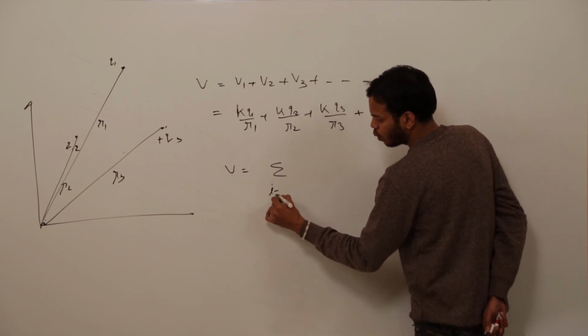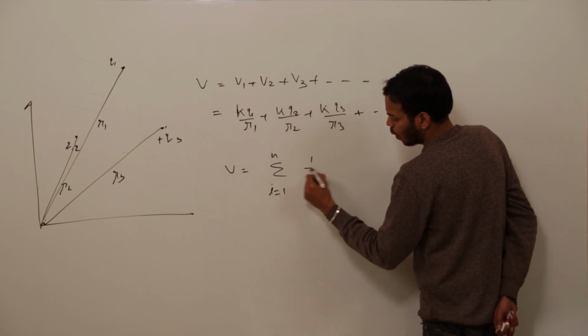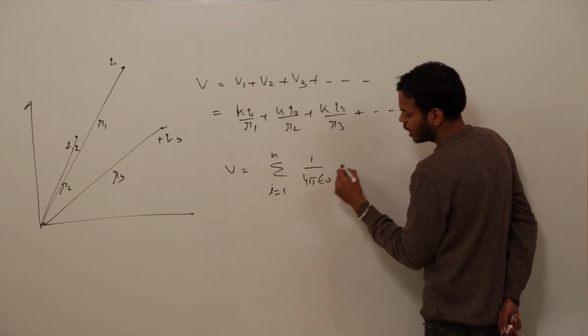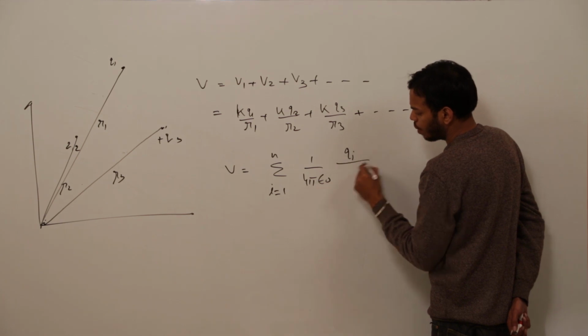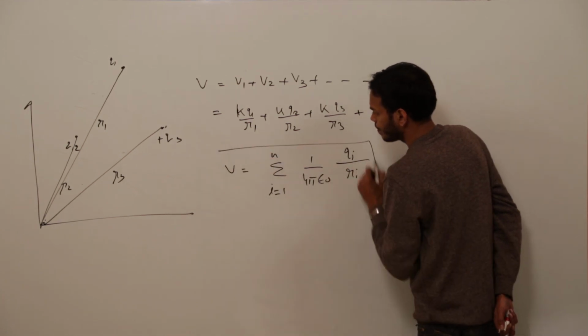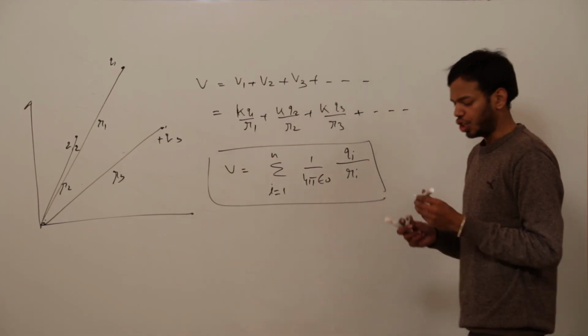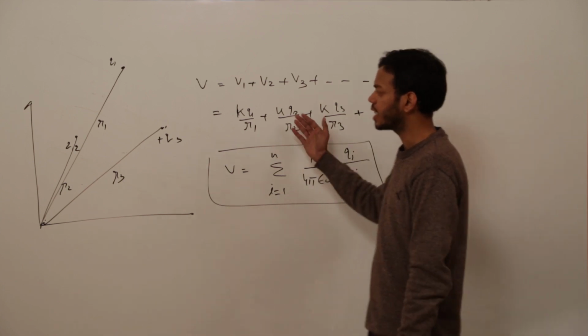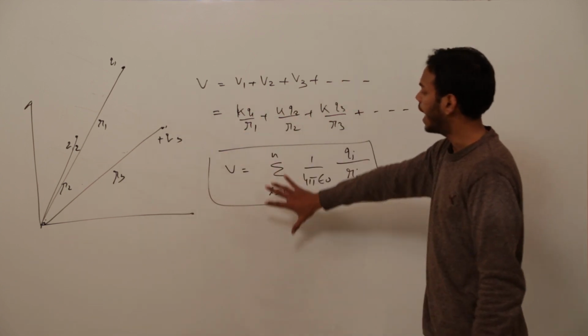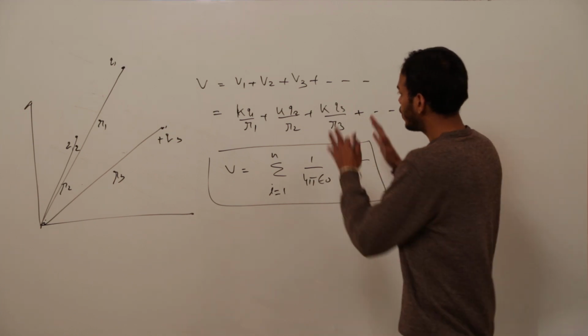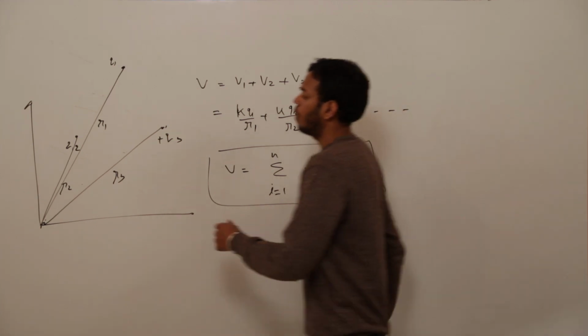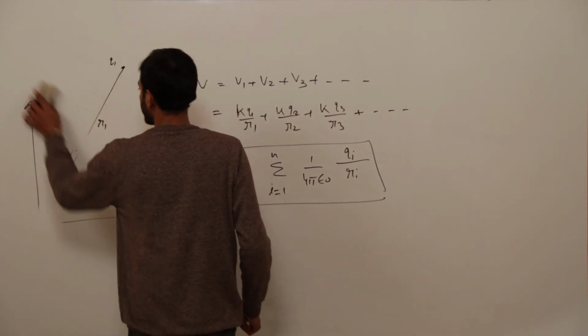Summation i equal to 1 to n, 1 upon 4 pi epsilon naught, Qi upon Ri. The charges and their respective distances from the origin are added up all together. So this will give you the total formula of the total potential for a system of charges.